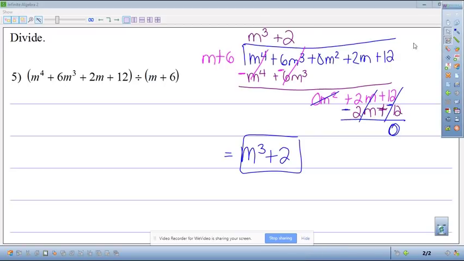So your homework is to go ahead and finish the worksheet that is posted on Google Classroom.